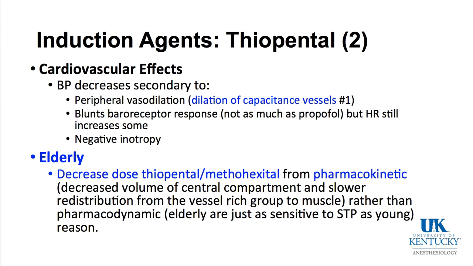In the elderly patient, you need to decrease the dose. We previously talked about the opioids and needing to decrease the dose because of brain sensitivity. Well, in the case of barbiturates, it's not because their brains are more sensitive to barbiturates, but it's because of a pharmacokinetic effect, that is a decreased volume of the central compartment and slower redistribution from the vessel-rich group to the muscle. I just like to think of it going up to the brain and staying there for a longer time rather than redistributing away. It's not because of increased sensitivity. It's a pharmacokinetic effect.